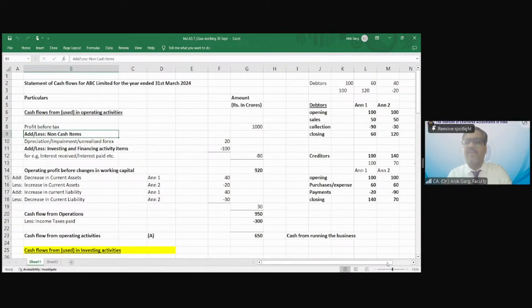I would request students, whenever they unmute themselves, please mute immediately. Otherwise, there is a disturbance in the class.